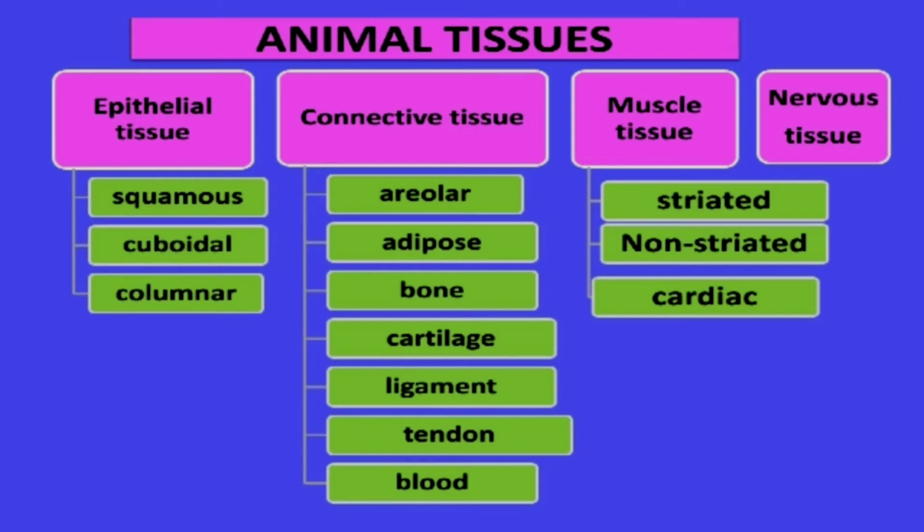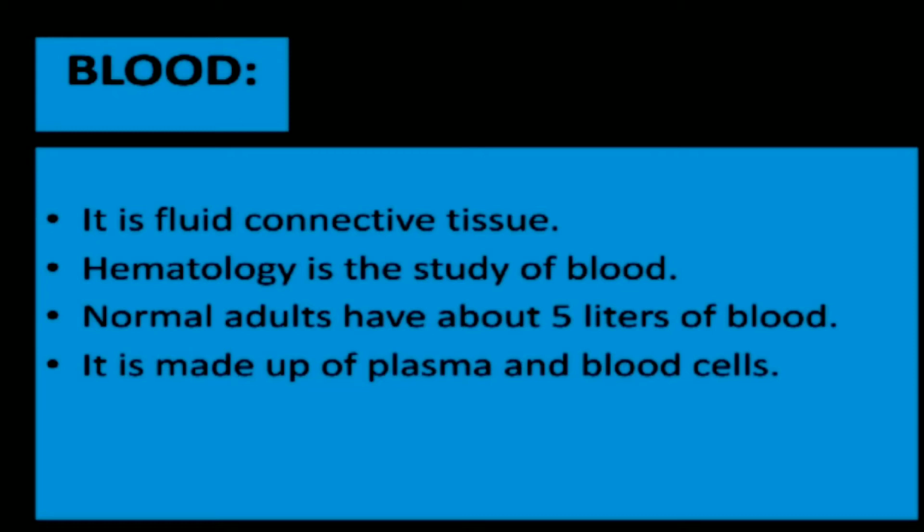Blood is a fluid connective tissue. This is very important. The study of the blood is called hematology. Generally, a healthy adult person contains 5 to 6 liters of blood, and this blood is pumped through the heart to all the body parts.